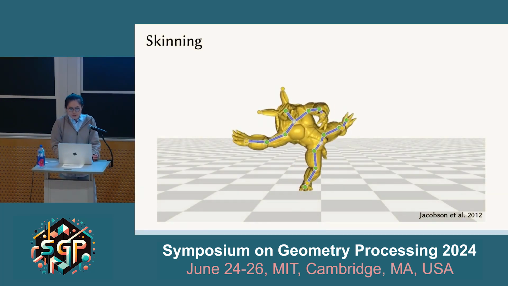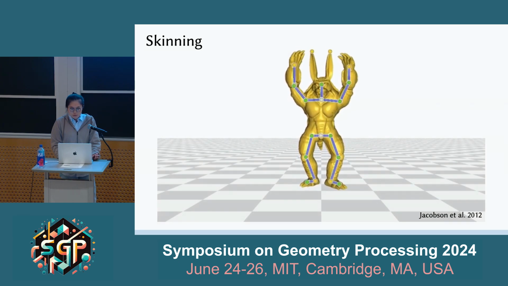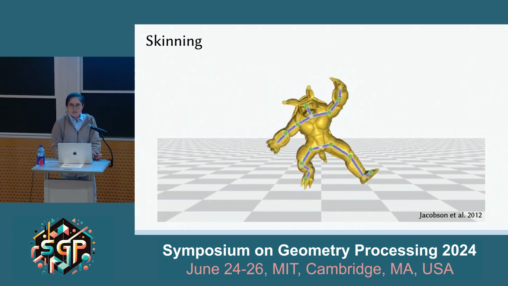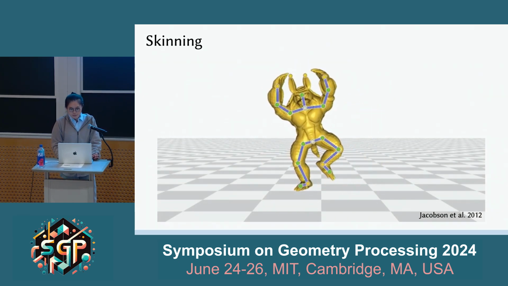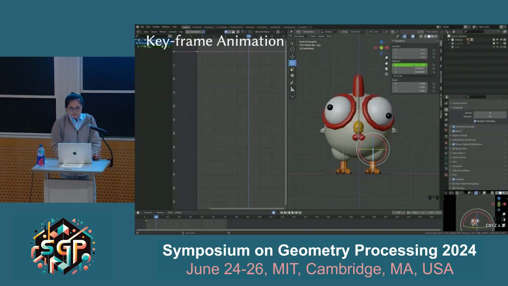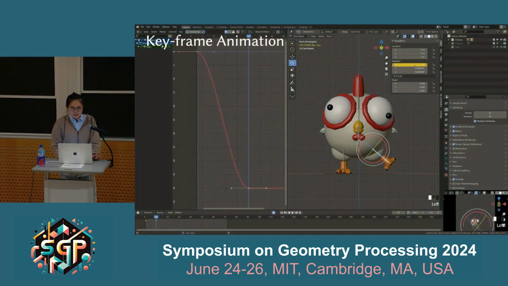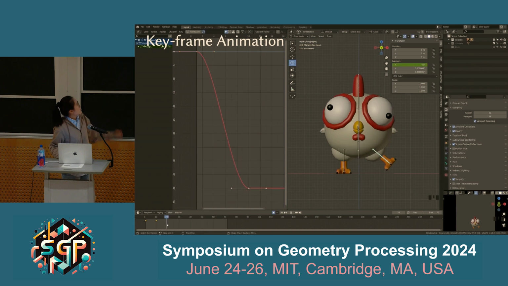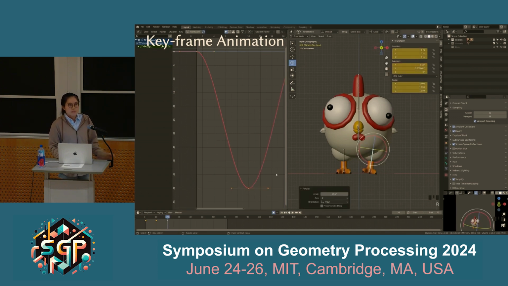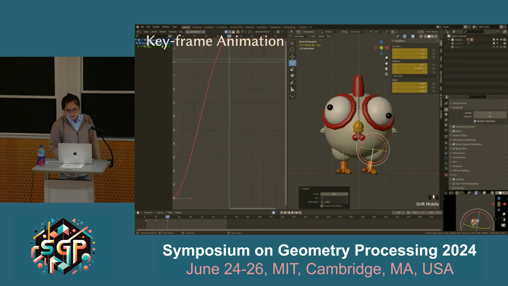To create the primary motion, usually people will use a technique called skinning. I think the geometry people here are pretty familiar with it. And after that, there's another technique called keyframe animation, where the animators can set anchor points along the time axis and then do interpolation in between to get the in-between motion.